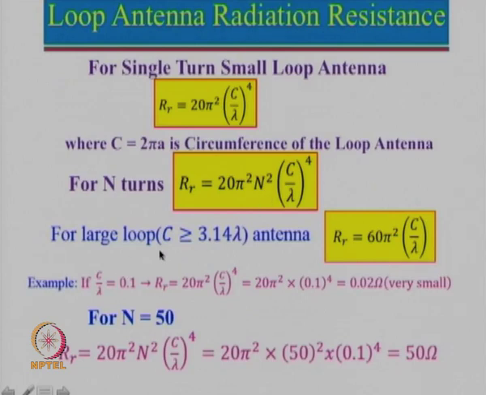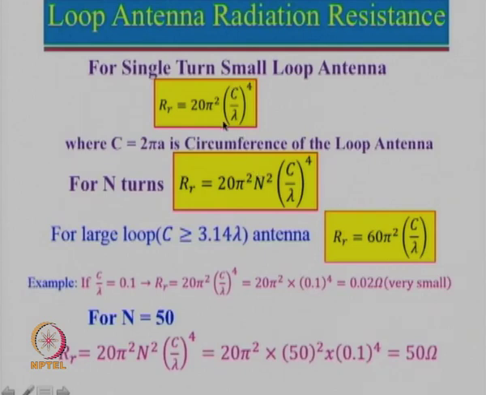Now for a large loop antenna, the value is given by this particular expression. I want to tell again, most of the time we do not use a large loop antenna, but nevertheless let us just see here. This expression is valid for C by lambda much less than 1, and this expression is valid for C by lambda much greater than 1. Let us see what really happens if C by lambda is 1.